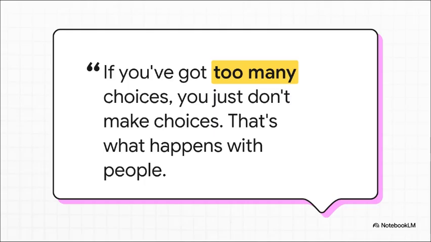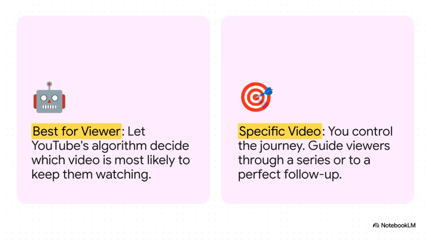If you give someone 2 videos, a subscribe button, and a website link all at once, their brain just kind of short circuits and they click away. So if you're only going to suggest one video, which one should you pick? Well, you've got 2 really powerful options here.